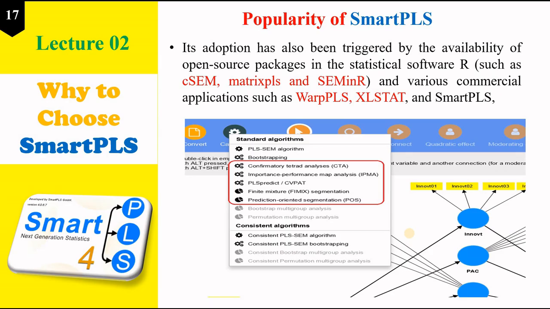Another reason for the popularity of SmartPLS is that it has adopted several techniques from open source software such as C-SEM, Matrix, SEM in R, and VAR-PLS. For example, here you are looking at confirmatory factor analysis, IPMA, importance performance analysis, PLS predict, PMAX, and POS. These are some of the techniques adopted from other open source software. In SmartPLS-3 and SmartPLS-2, most of these techniques were not available, but they are available right now in SmartPLS-4.